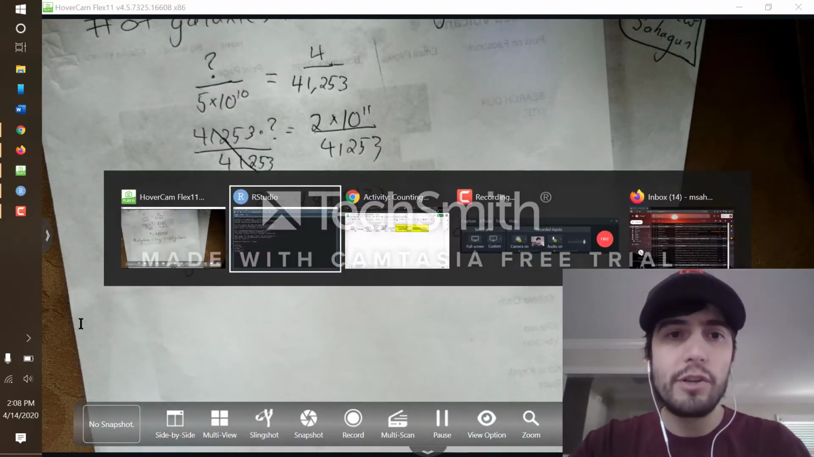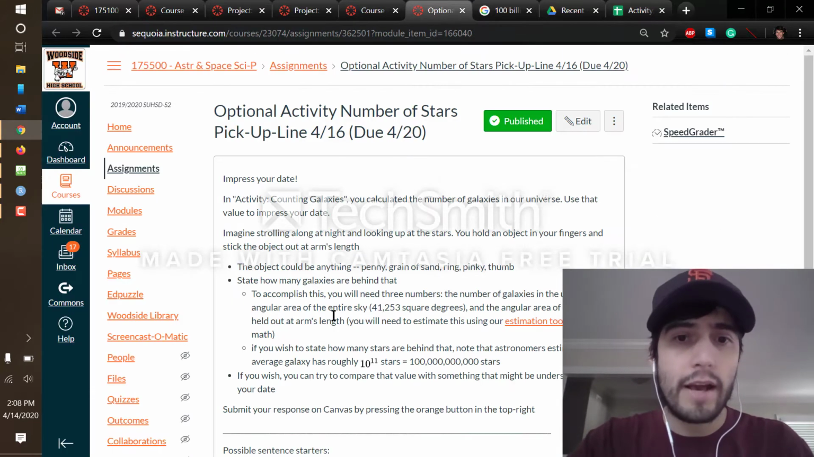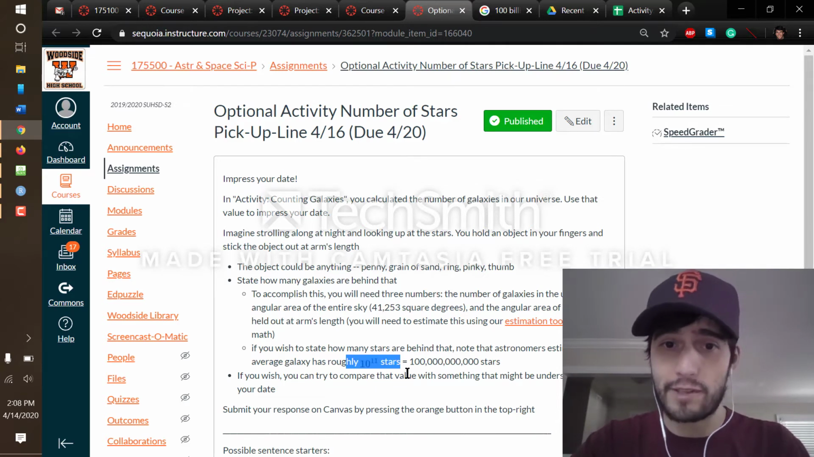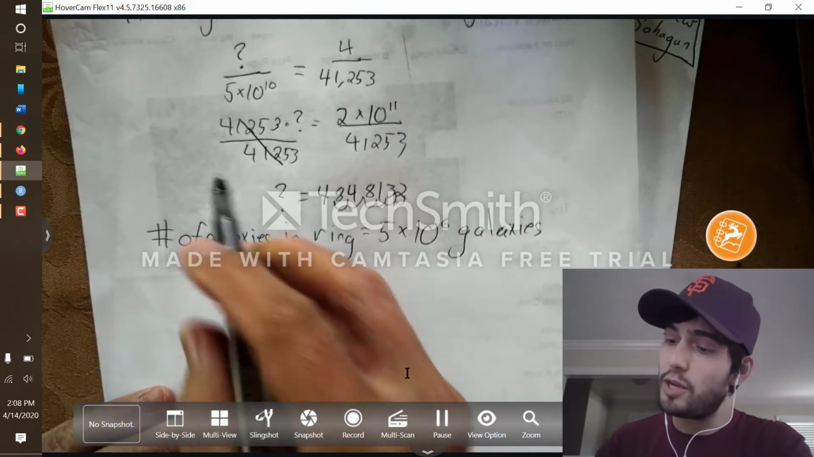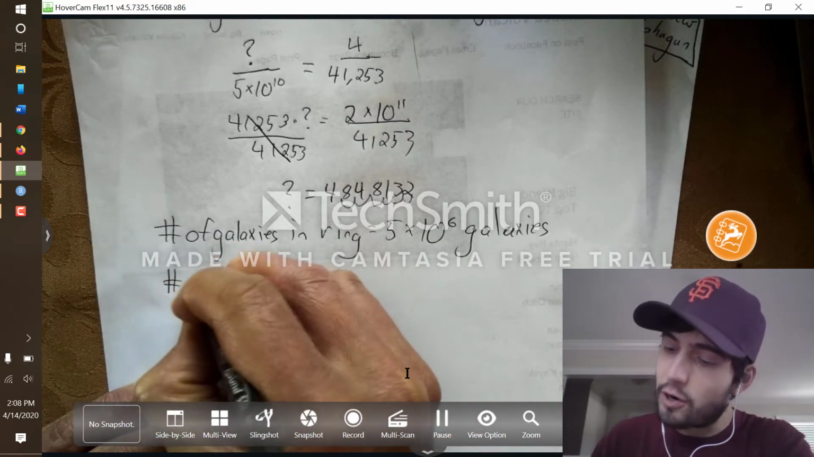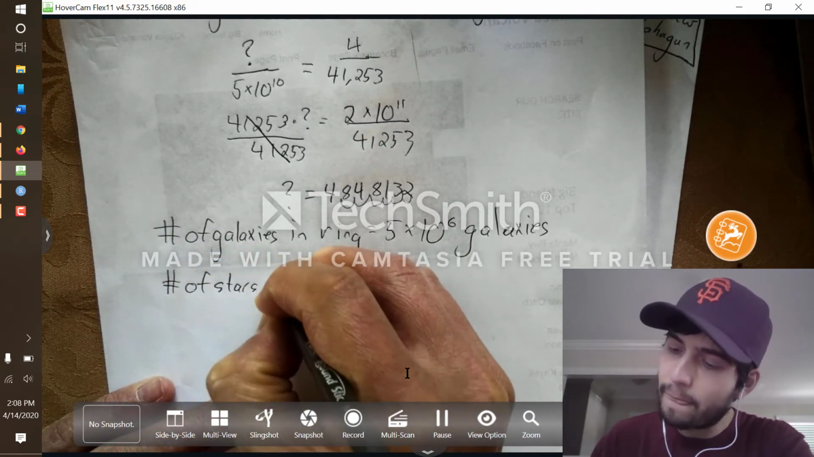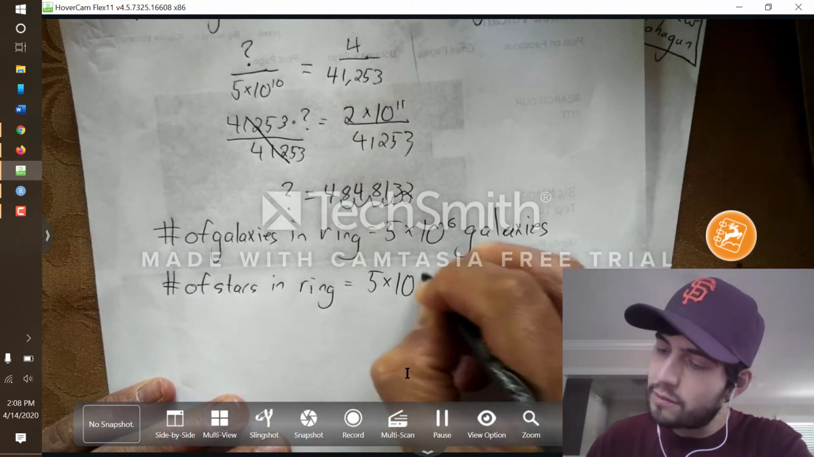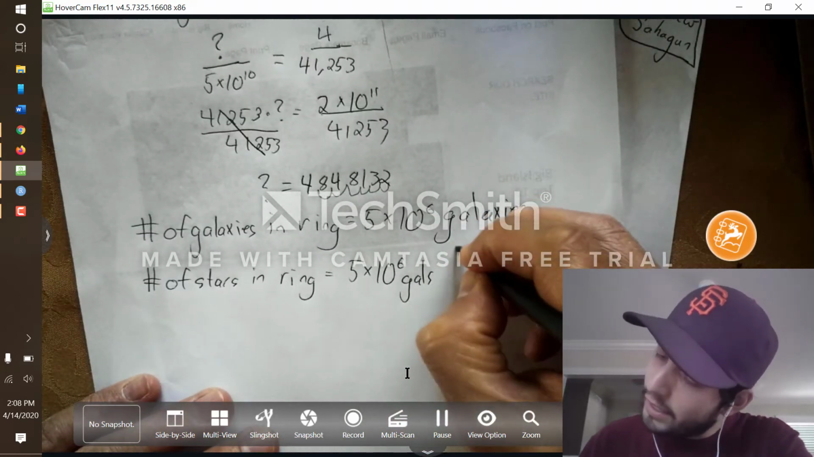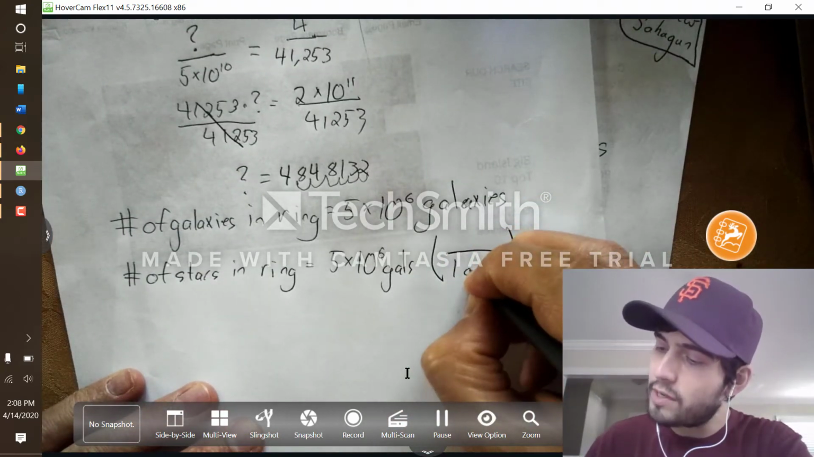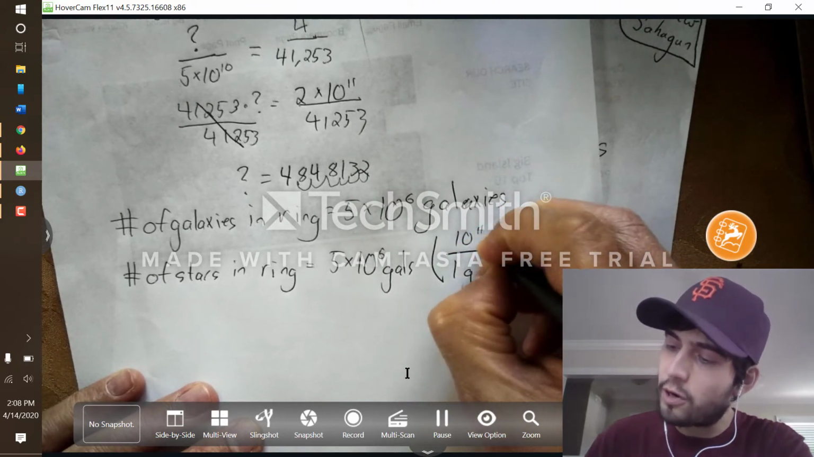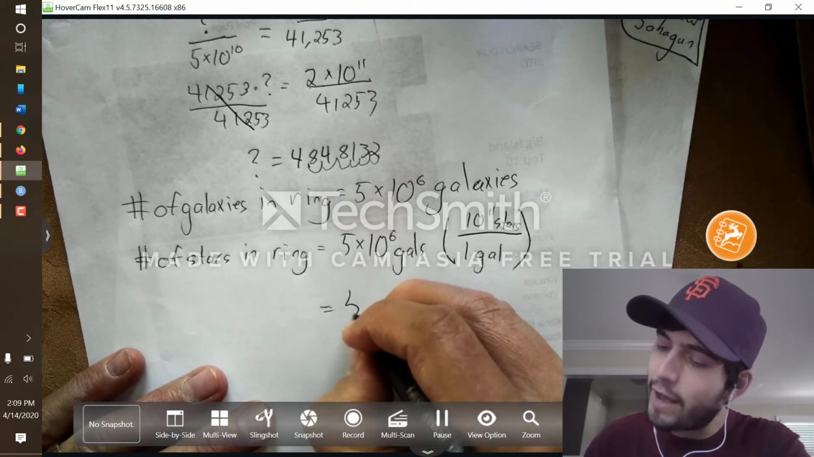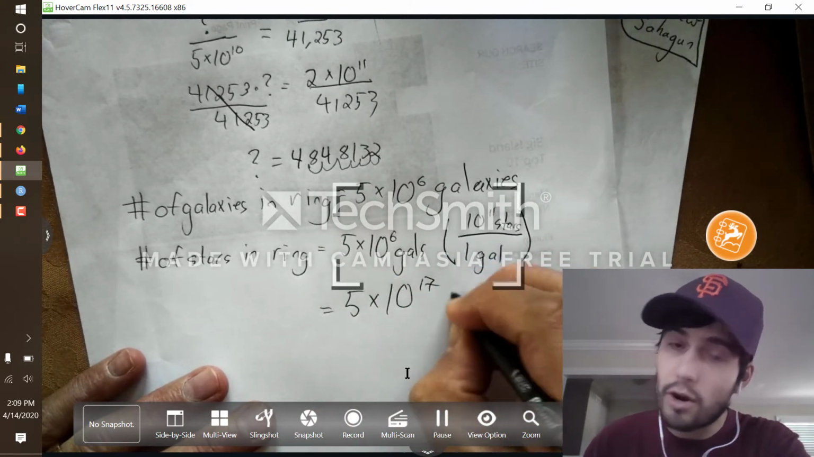And in the assignment description, you'll see that I kind of gave you a hint. Each galaxy in our universe has roughly 10 to the 11th stars, roughly. This is a very rough estimate, but I'm going to use this. So the number of stars in my ring is going to be equal to 5 times 10 to the 6 galaxies, times, well, I know that one galaxy has 10 to the 11th stars, roughly. So I'm going to multiply by proportion. And so when I multiply this out, I get 5 times 10 to the 17th stars. That's a lot of stars.